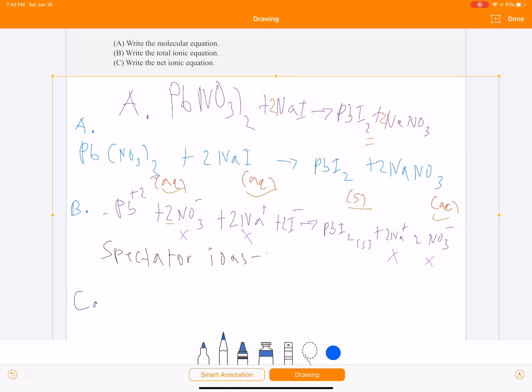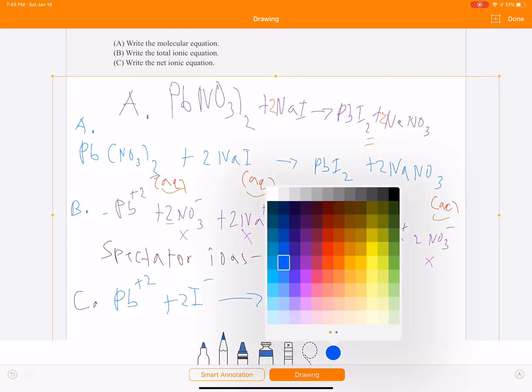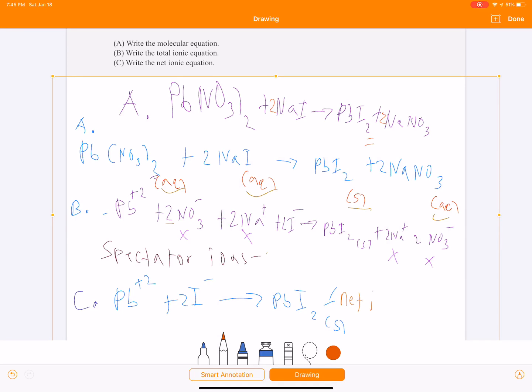lead and iodine. So our net ionic equation is lead plus 2 and 2 iodine minus to give us lead 2 iodide. And that is the net ionic equation, meaning it's net. It's the gross amount, meaning things that could cancel out have canceled out. That's the total ionic right here. This includes spectator ions, and this is the molecular equation.